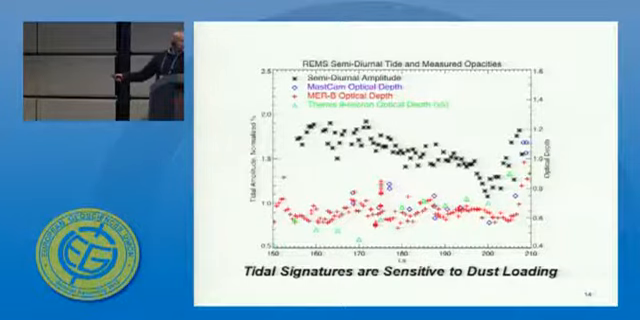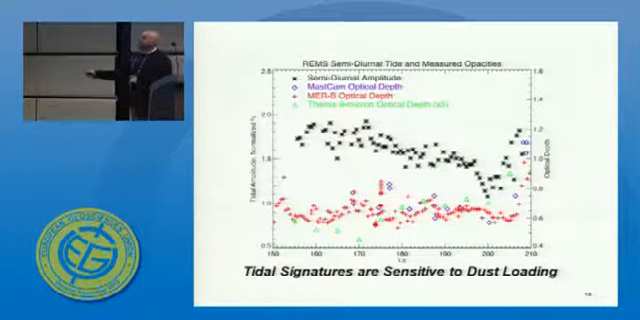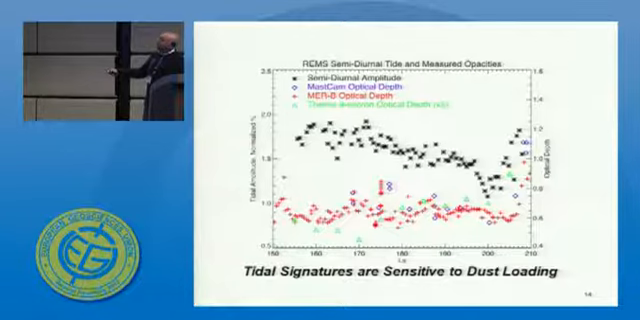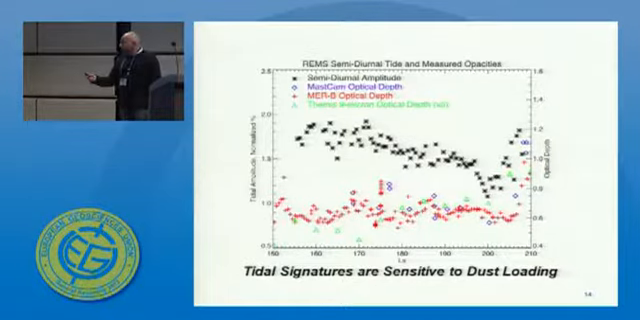Probably they are given by Mark Lemon. I'm sure the Mastcam optical depths. They have some MER data and Themis data. I don't know who provided them, but we see that there is a correlation between the tidal amplitude and the optical depths that we have in the visible and in the infrared.